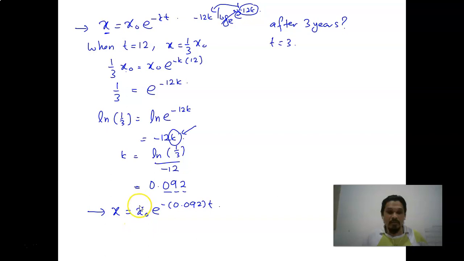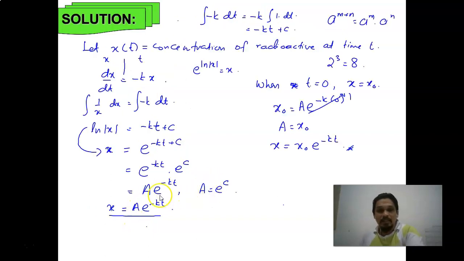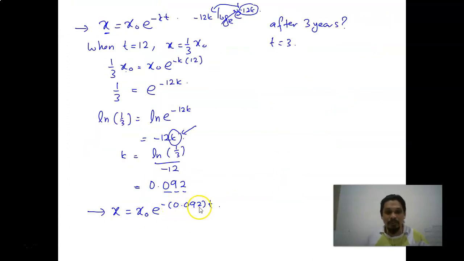We can see here now, previously the equation that we got earliest was x equals a e to the power of negative kt, where we have found that the constant a equals the earliest amount of the radioactive substance and k equals 0.092. Okay, now after 3 years, x equals x naught e to the power of negative 0.092, where t equals 3.